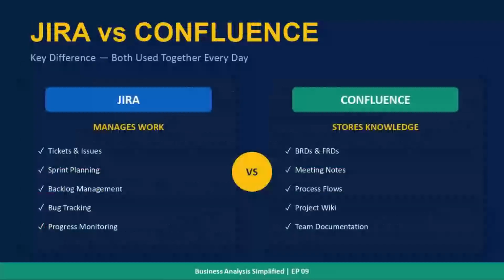So what's the difference between the two? JIRA is for managing work, tickets, sprints, backlogs, and tracking progress. Confluence is for storing knowledge, documentation, requirements, meeting notes, and decisions. Most teams use them together: JIRA for doing, Confluence for documenting. As a BA, you will use both every single day.